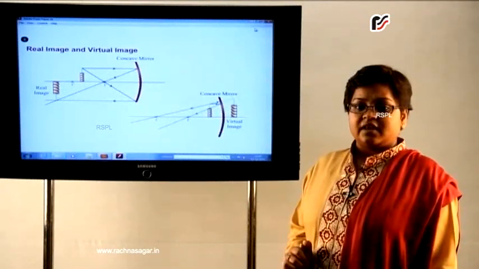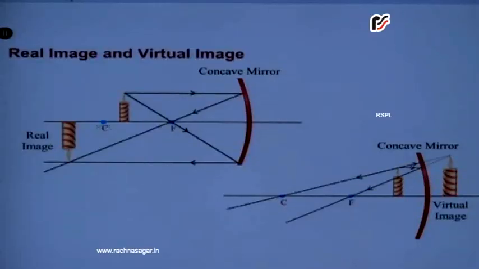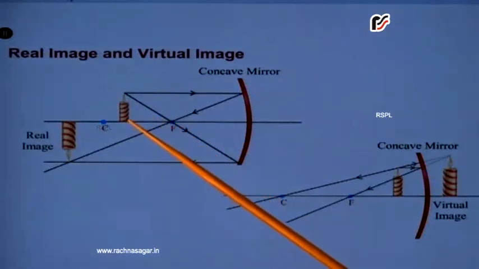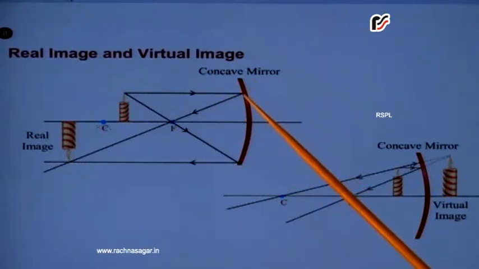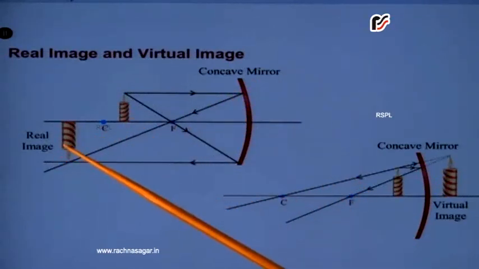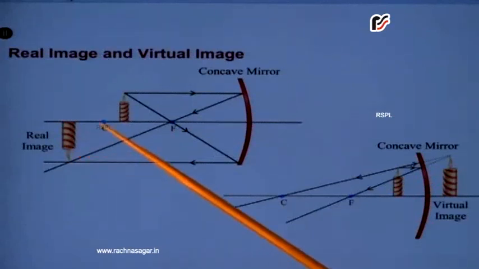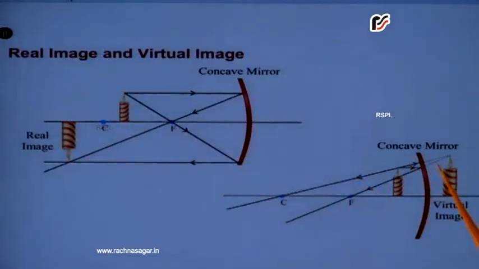Let us compare the real and virtual image. First we consider in case of mirrors. Here, there is a concave mirror, an object is placed here between C and F, the image is formed on the same side of the mirror as that of the object, then the image is real. In case 2, the concave mirror is placed, object is placed inside the focus of the concave mirror, the two rays appear to meet behind the mirror so that the image is formed on the other side of the mirror as that of the object.